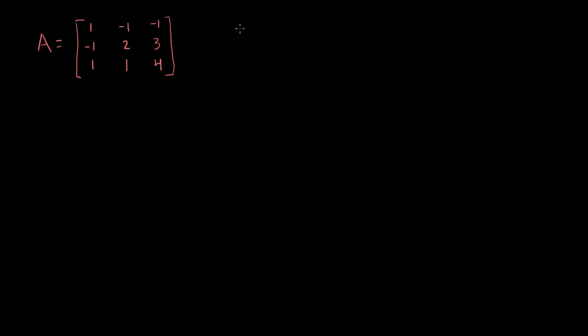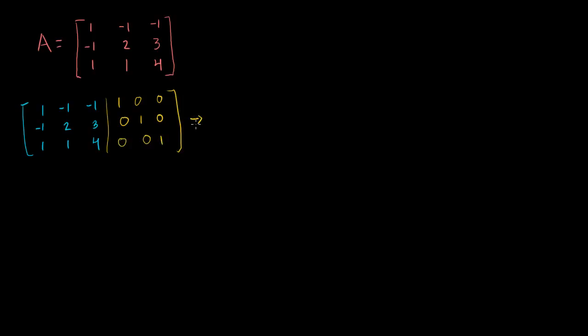So I'll create an augmented matrix here. Let me make it a little bit neater. So first I'll write A. So it's 1, minus 1, 1, and then minus 1, 2, 1, minus 1, 3, 4. And then I will augment it with the identity matrix with 1, 0, 0, 0, 1, 0, 0, 0, 1.